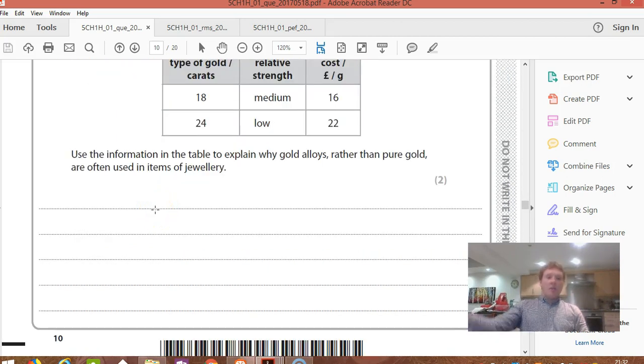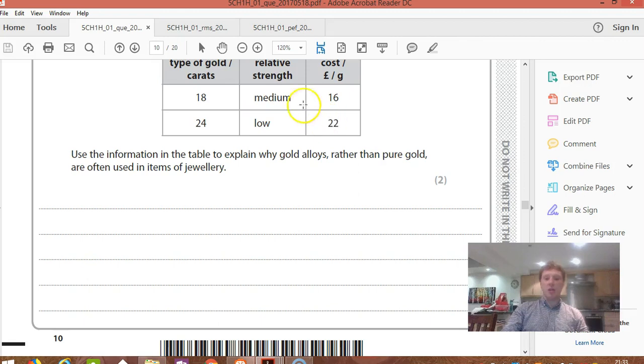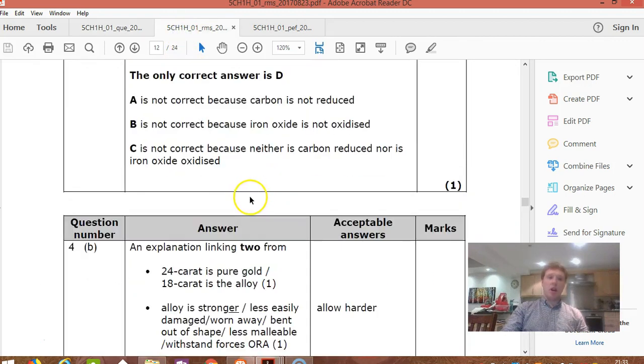Use the information in the table to explain why gold alloys, rather than pure gold, are often used in items of jewellery. So, in case you don't know, gold is measured in carats, where 24 is pretty much pure gold, and anything less than 24 is not pure. So 18 karat gold is the alloy and 24 karat gold is the pure gold. Off you go.